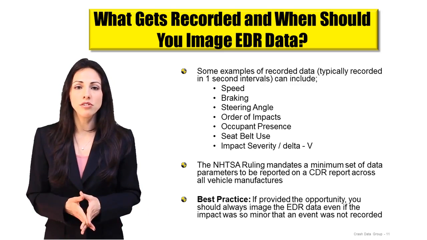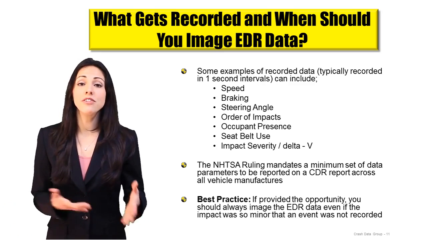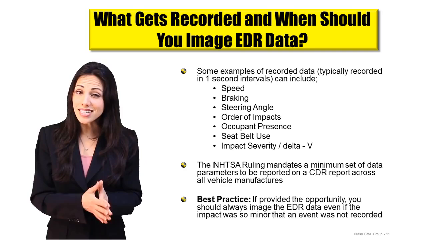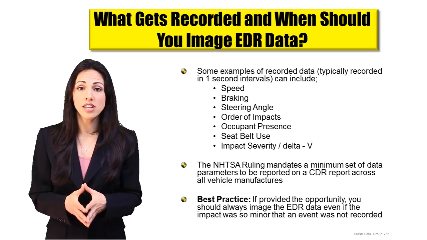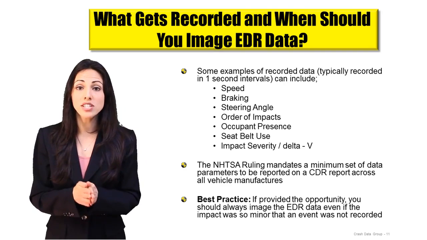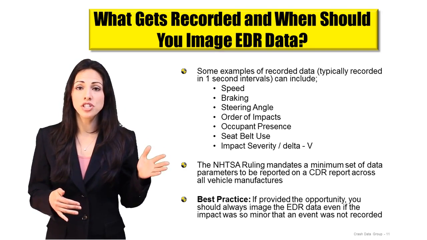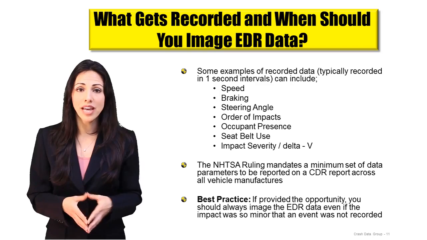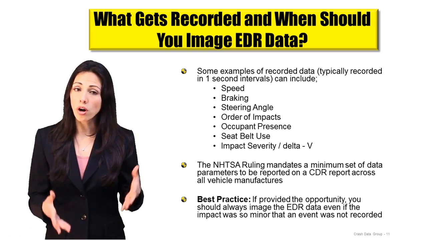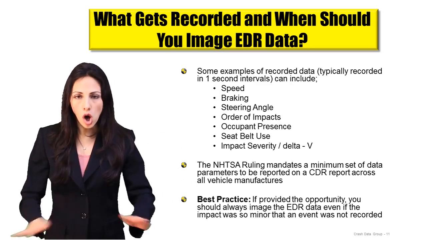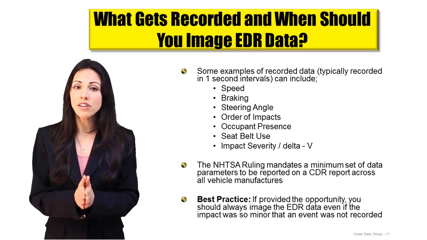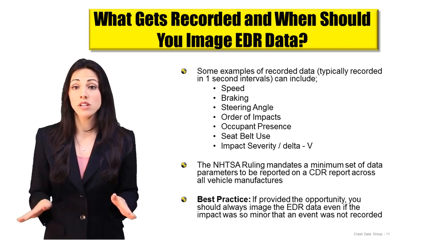Different make and model vehicles record different amounts of data and a different number of events. An event is a crash or other physical occurrence which causes a trigger threshold to be met or exceeded. Data from the collision is stored in the Airbag Control Module as either a non-deployment event or a deployment event. You should always image a supported vehicle, even if the impact was so minor that an event was not recorded.